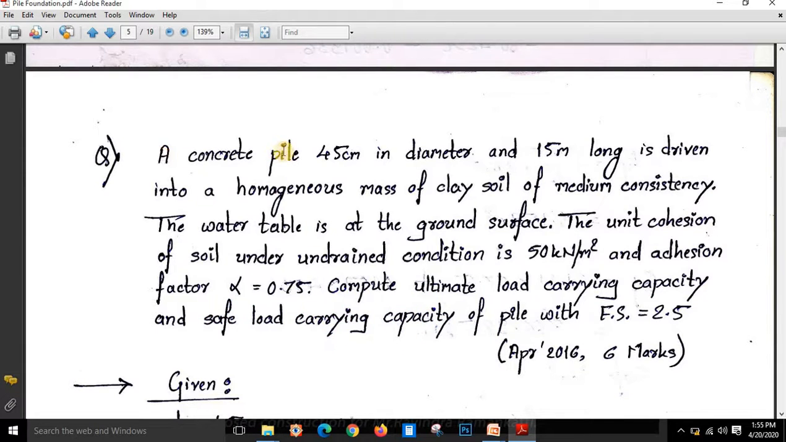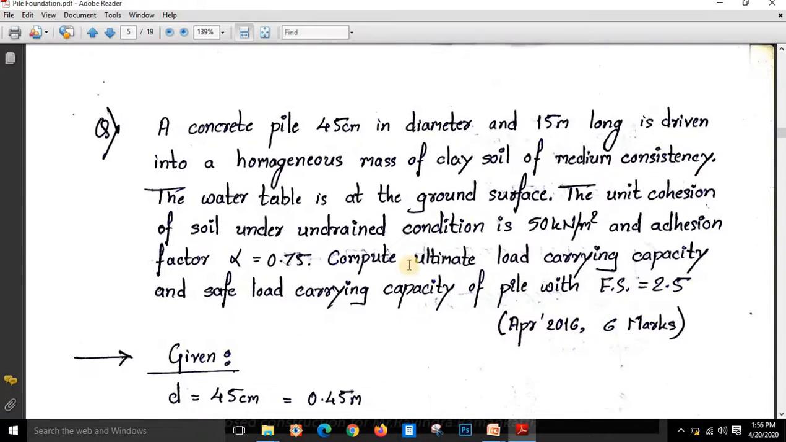So a concrete pile 45 centimeter in diameter, 15 meter long, is driven into homogeneous soil mass of clay soil of medium consistency. Water table is at the ground surface. The unit cohesion of the soil under undrained condition is 50 kilonewton per meter square. So remember this, undrained condition, unit cohesion. So adhesion factor alpha is equal to 0.75. Compute the ultimate load carrying capacity and safe load carrying capacity of a pile with respect to factor of safety as 2.5. It is very simple.